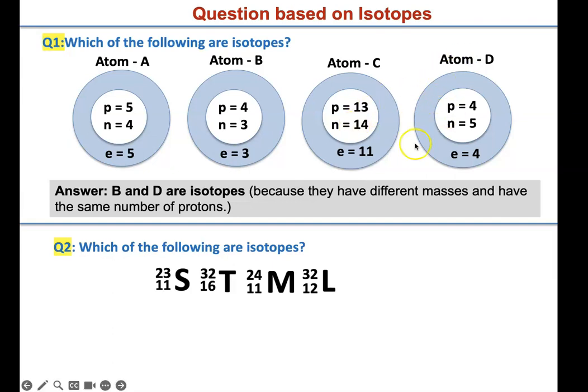Here is nuclear notation of 4 different atoms. It's asking which of these atoms are isotopes. So the bottom number, you must recall, is talking about the number of protons or atomic number. The top number is talking about the atomic mass. This top number is made of protons and neutrons. So you just have to see who has the same number of protons. So it's going to be S and M.